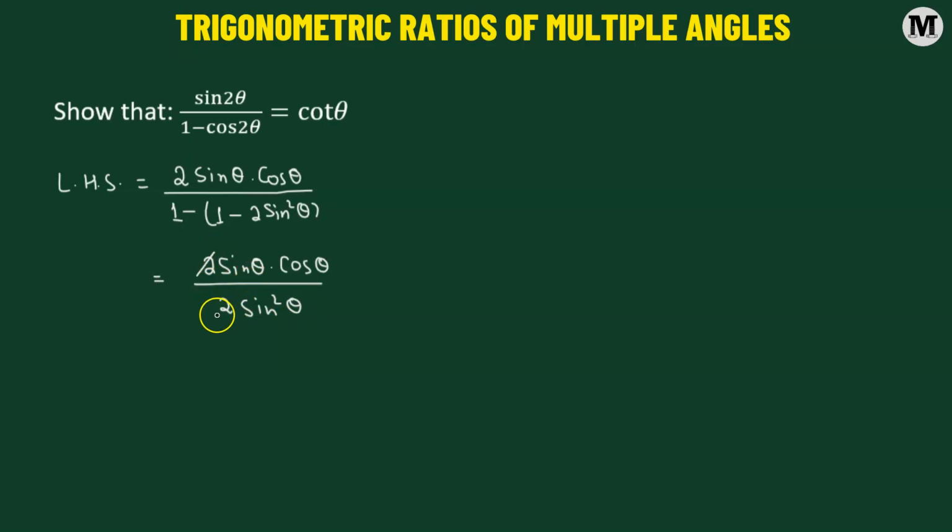Now we can factor out 2 from the numerator and the denominator, and 1 sine theta from the numerator and the denominator as well. That's going to leave us with cosine theta over sine theta, and this ratio is the cotangent function. So we get cotangent of theta, which is the expression on the right hand side, hence proved.